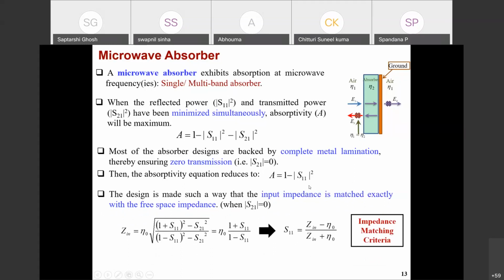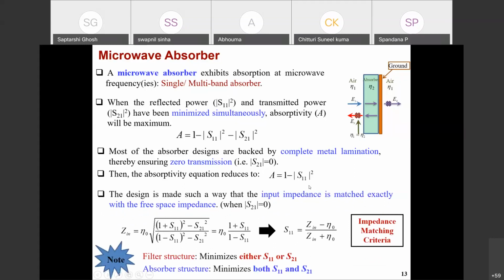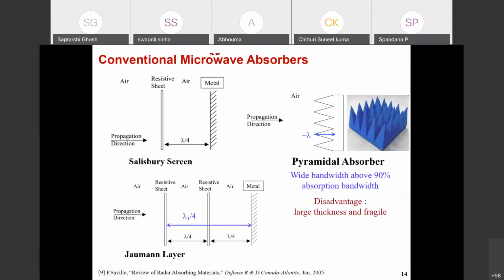And when the reflection coefficient is reduced to 0 or very minimum, the absorption becomes maximum. So consider a filter structure, which you know in the commercial way. There we need to minimize either the reflection or the transmission, but for an absorber structure we need to minimize both the transmission as well as the reflection coefficient for getting maximum absorption. So what are the disadvantages of the conventional absorber structures? Mostly the conventional absorber structures like the Salisbury screen are generally narrow band applications.